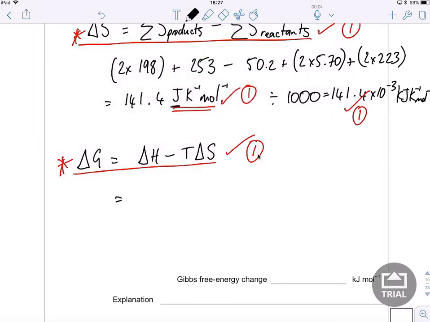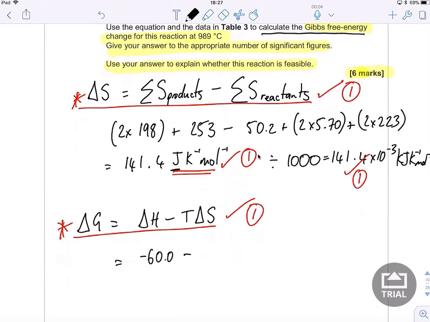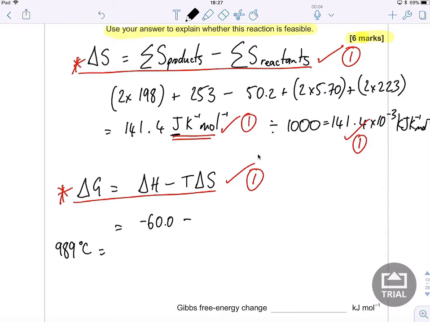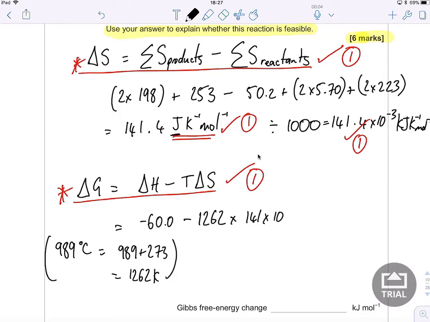So Gibbs free energy is going to equal the enthalpy change, negative 60.0, take away the temperature. The temperature given is 989 degrees Celsius. I need that in Kelvin, so I need to do 989 add 273, which gets me 1262. And then I need to multiply that by my entropy, 141 times 10 to the negative 3. And then that gets me a delta G value of negative 238 kilojoules per mole.